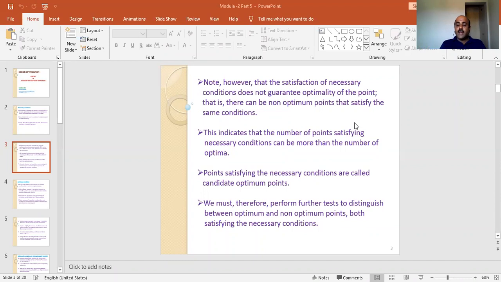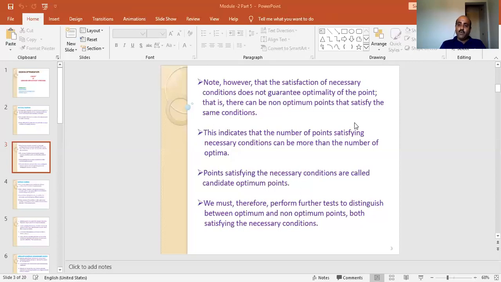If a point satisfies the necessary condition, it cannot be directly called an optimum point, but it is a candidate optimum point, a candidate for the optimization. So you should be very careful. The necessary condition is the mandatory condition that the point should satisfy for optimality, but it is not necessary that it should be an optimum. For all optimum points, it should satisfy the necessary condition. We must therefore perform further tests to distinguish between optimum and non-optimum points, both satisfying the necessary conditions.